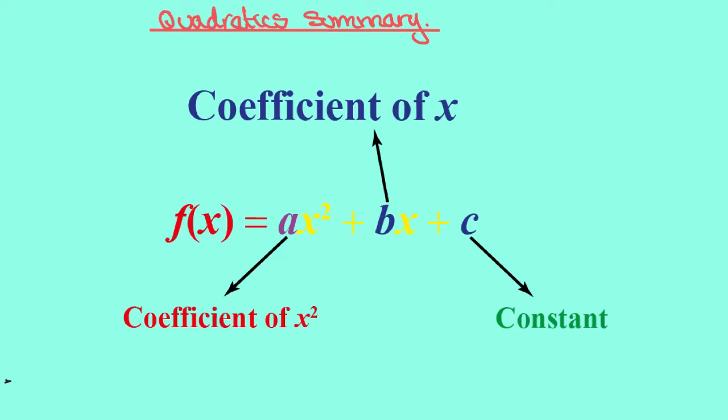First, let's look at the general form. In the general form, the quadratic is written as f of x equals ax squared plus bx plus c, where b and c can equal 0, a cannot. A represents the coefficient of x squared, b represents the coefficient of x, and c is a constant. C is also the y-intercept. So the y-intercept can be written as (0, c).